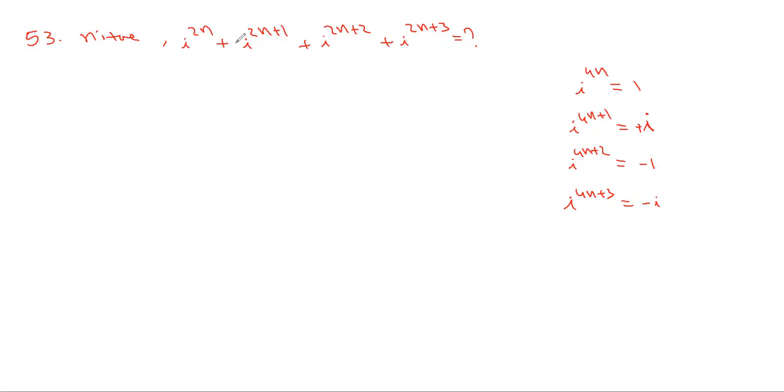For example, you take n equal to 1, then I square, I cube, I power 4, I power 5. So you'll get only these 4 numbers and their sum is 0. So the answer is 0. Yeah. And this is given in 1994.